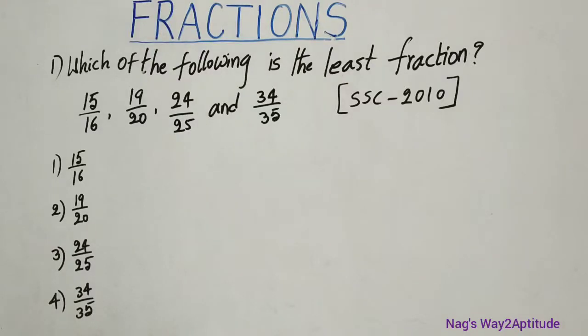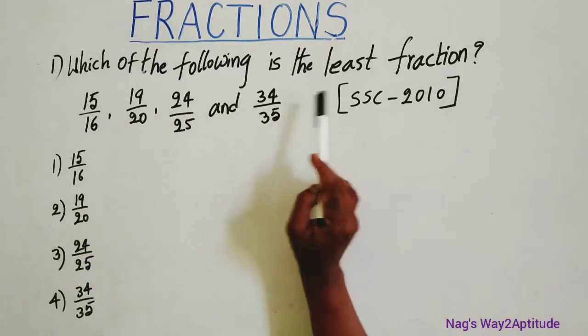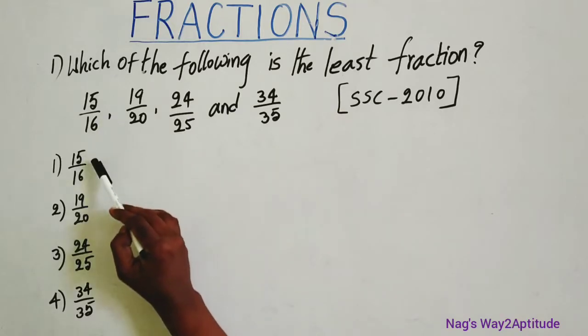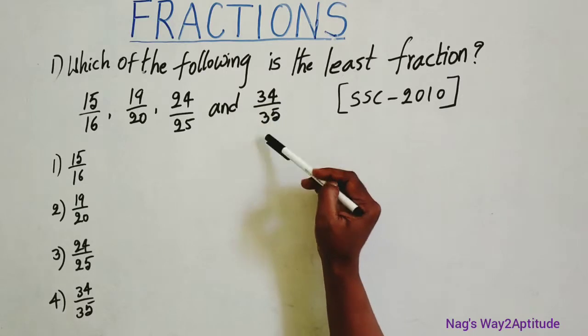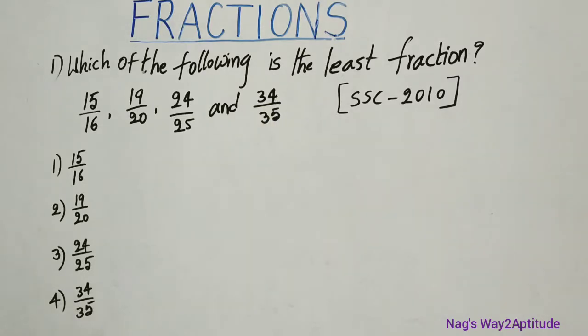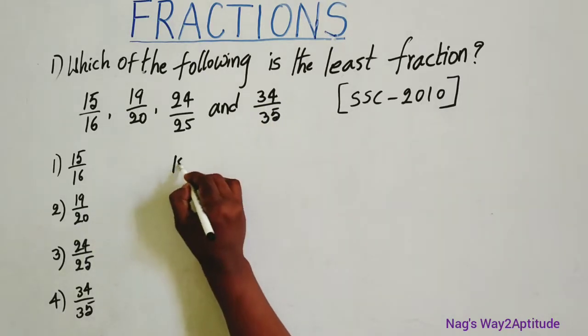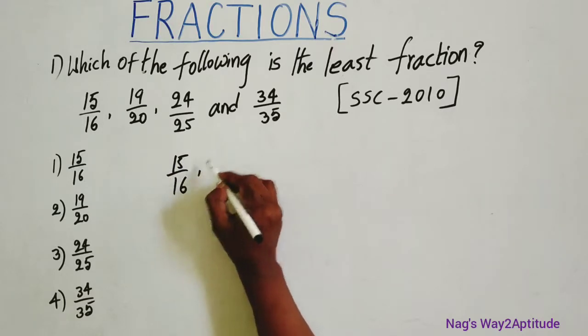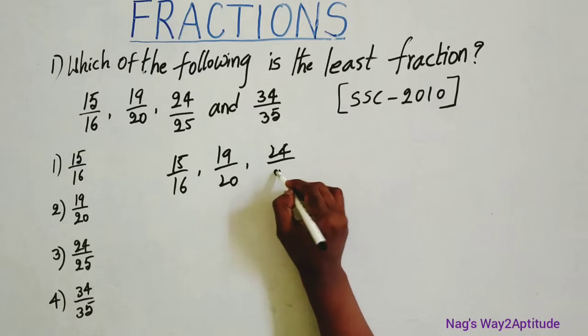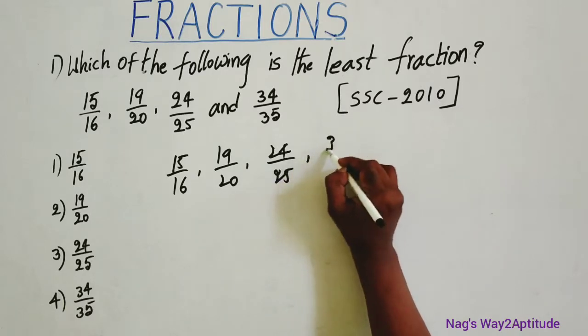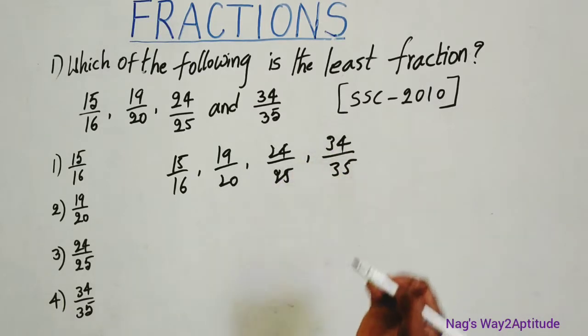Hi friends, in this video today, let's see how to find smallest and biggest fractions. Let's go to the first one. Which of the following is the least fraction? 15 by 16, 19 by 20, 24 by 25 and 34 by 35. Here the given fractions are 15 by 16, 19 by 20, 24 by 25 and 34 by 35.